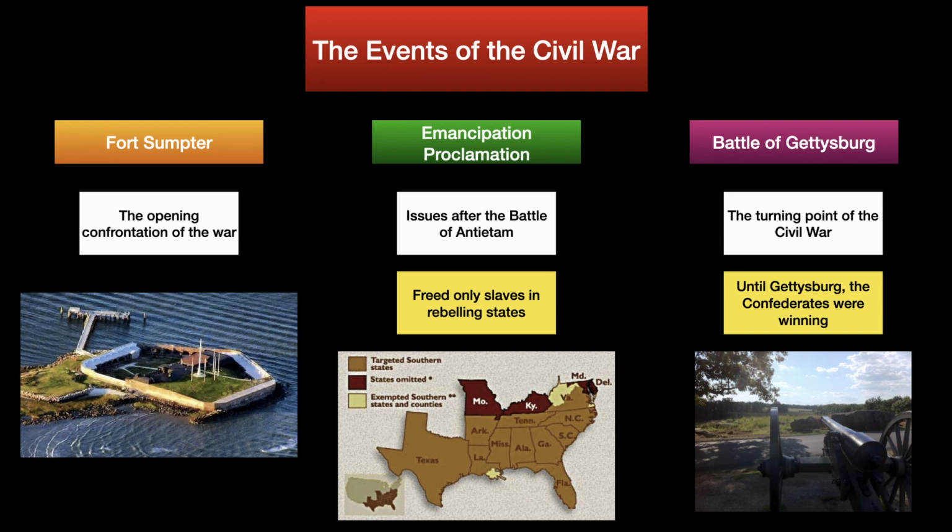Unfortunately for the South, lucky for everyone else, the South loses the battle. It's a big loss, honestly, for both sides, as 50,000 people died over a three-day period. But until Gettysburg, the Confederates were winning, and after Gettysburg, the North gains momentum and begins taking control of things.